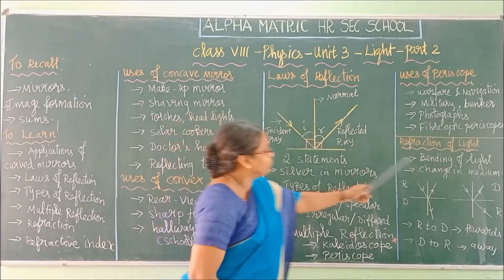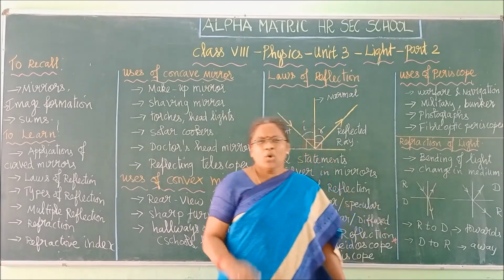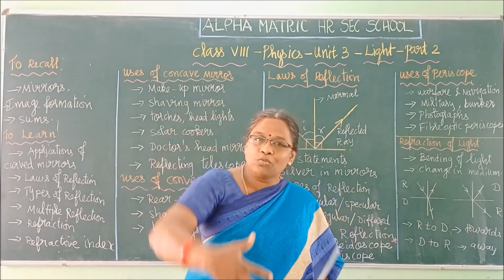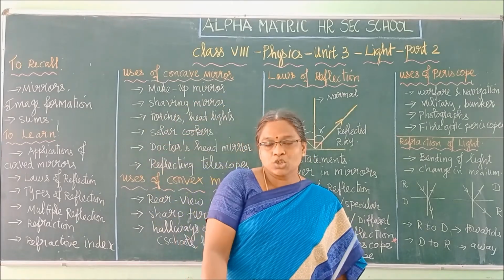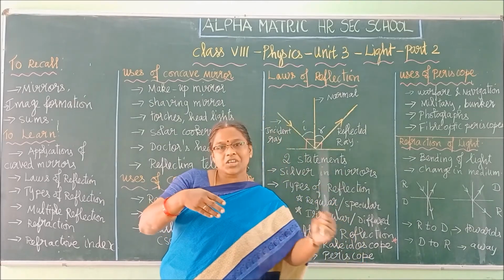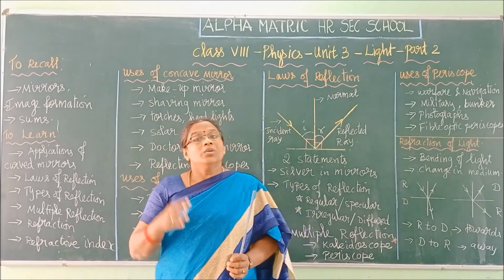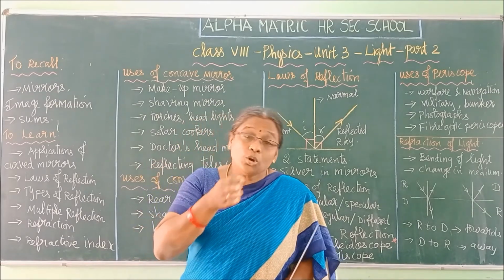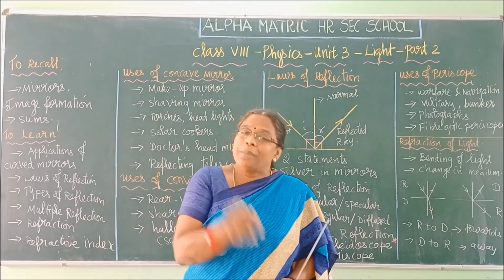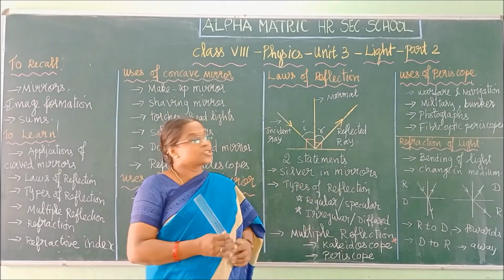R-E-F-R-A-C-T-I-O-N. Where have I written it here? So it is bending of light when there is a change in medium. One simple example I tell you. When you put your hand in a bucket of water, your hand seems to be a little bent. Instead of traveling straight, your hand seems to be a little bent. The medium changes from air medium to water medium, so there the light ray seems to be bent from its path. That process is called refraction.